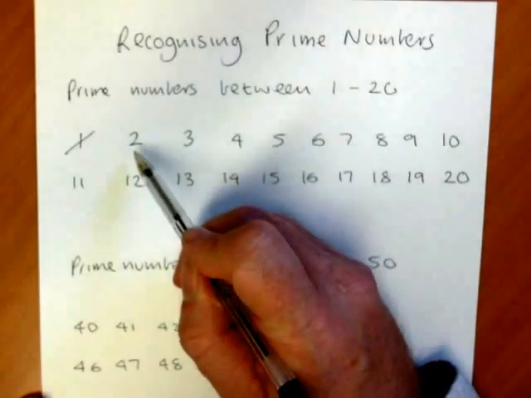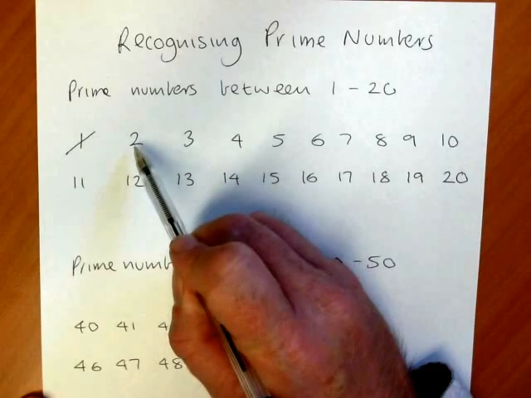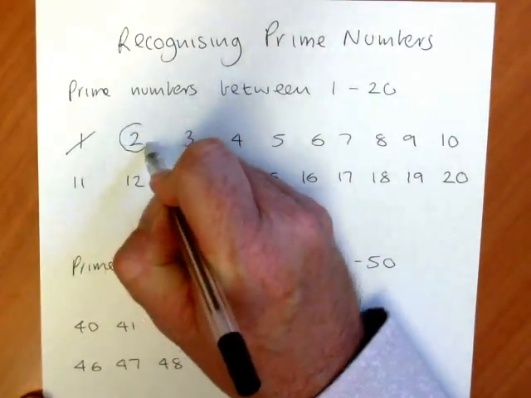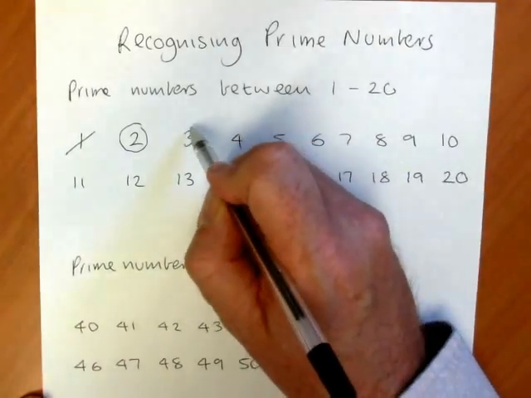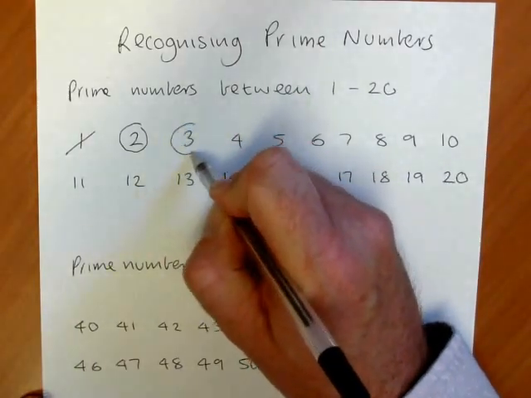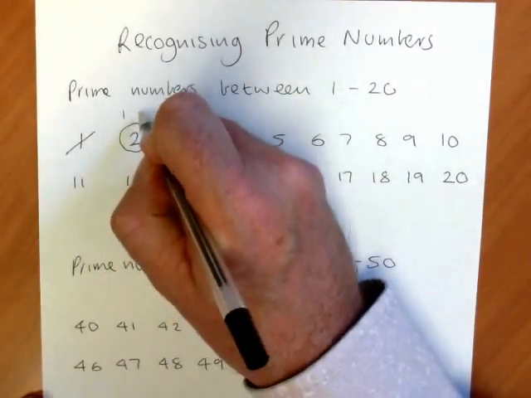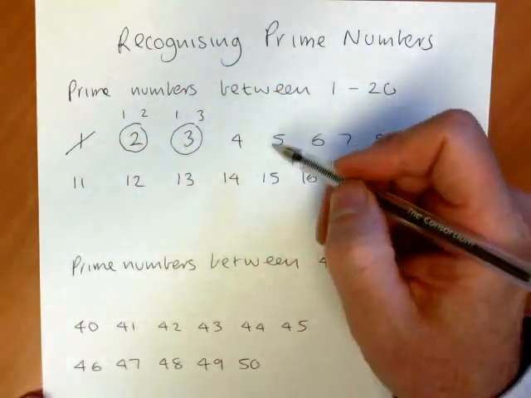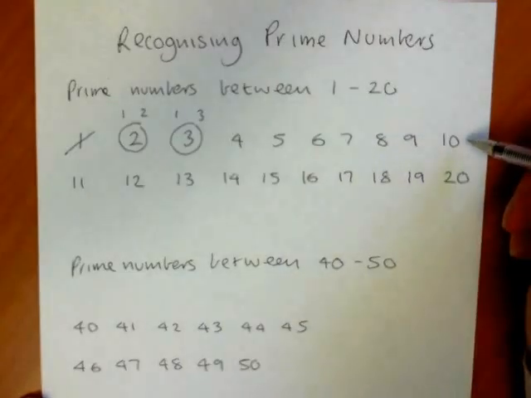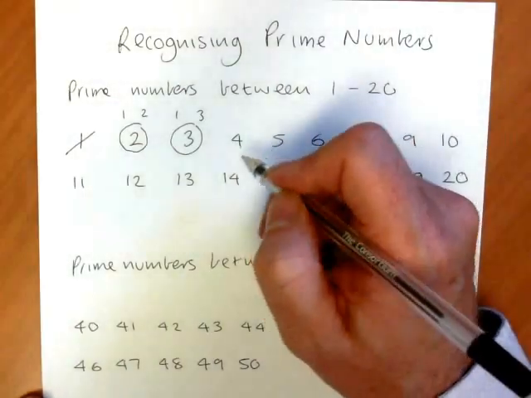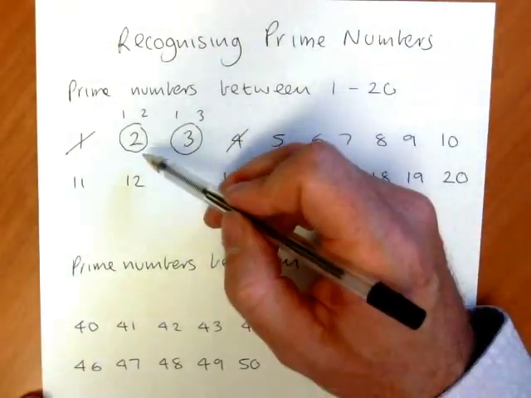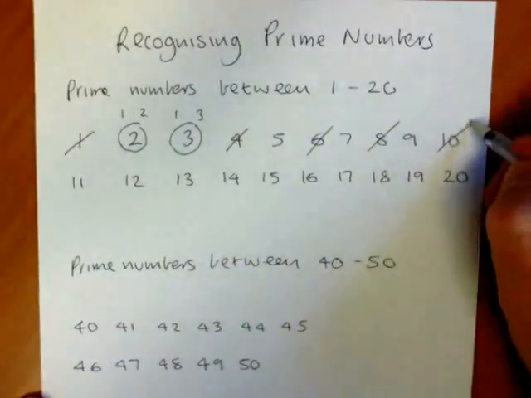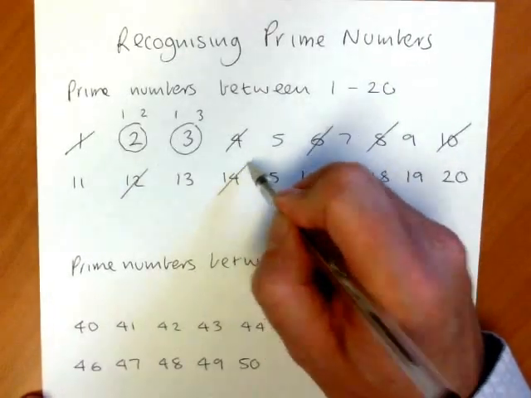And 2 can be divided only by 1 and 2, so 2 is a prime number. 3 can only be divided by 3 and 1, so that's a prime number. I write the factors there. The only factors are 1 and itself. 4 and any other even number can be divided by 2, so no even number other than 2 is prime. We're going to cross all the even numbers off.